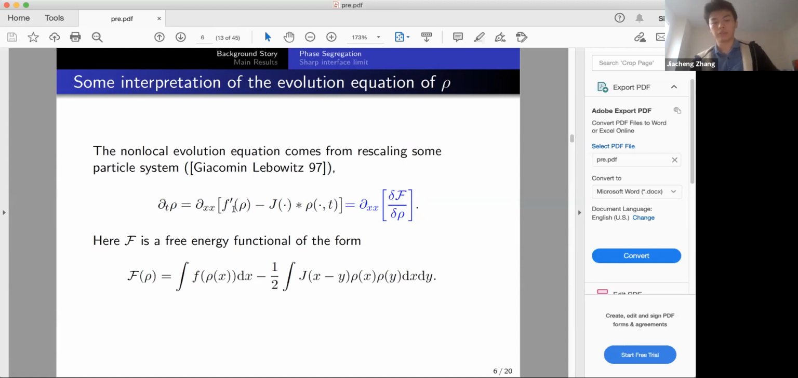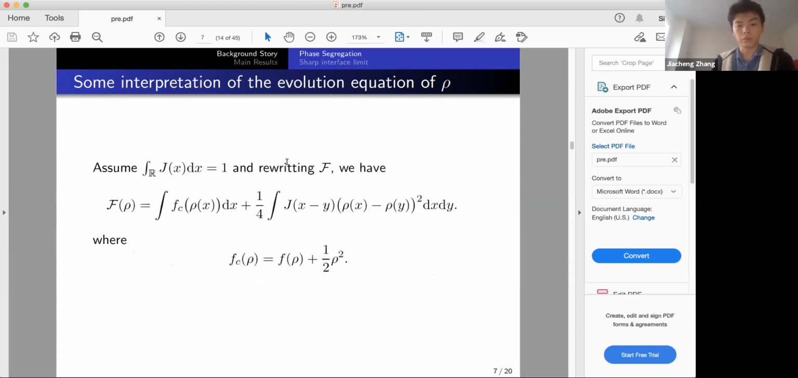In this sense, we can see rho as a gradient flow: as time evolves, rho will move towards some rho such that it minimizes this F. Therefore, let's look more at this F.